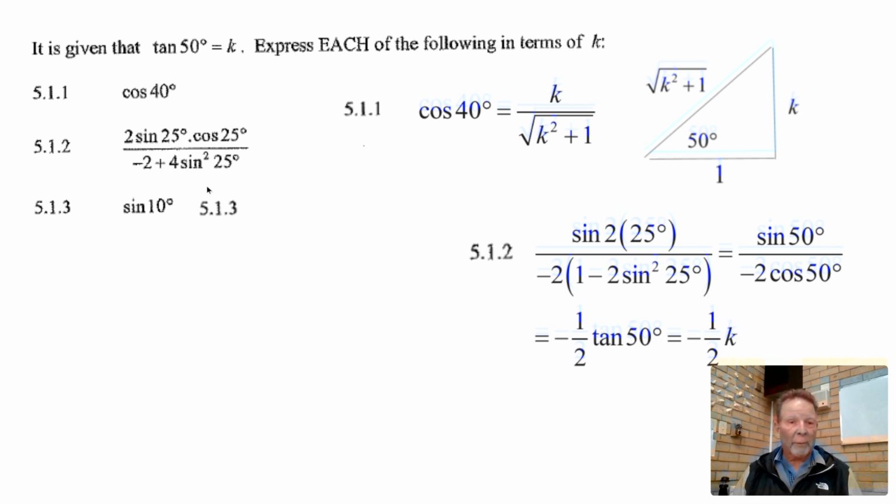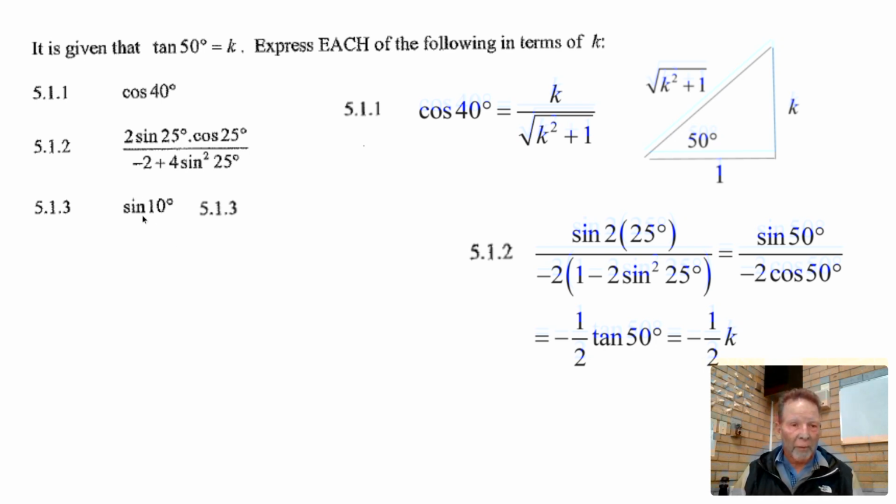Now on the bottom, it's not so nice like this. If we factor out -2, we have 1 minus 2 sine squared of an angle. And our formula sheet tells us that 1 minus 2 sine squared of an angle is really the cosine of double the angle, the cosine of 2 times 25, the cos of 50 degrees. Well, that's pretty nice. And see, we got the little -2 out front. And sine over cosine, hey, that's the tangent of 50 degrees. And what's the tangent of 50 degrees? They told us it was equal to k. So this whole thing must just be minus 1/2 k.